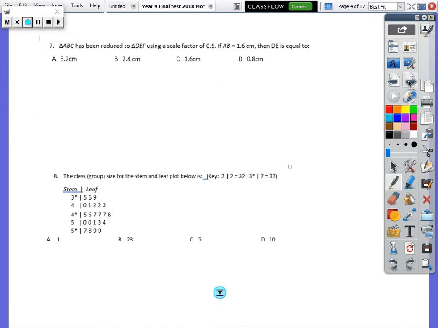Next question. Okay, so AB has been reduced using a scale factor of 0.5. Okay, so we've got to multiply by 0.5. That gives 0.8, which is the answer D.